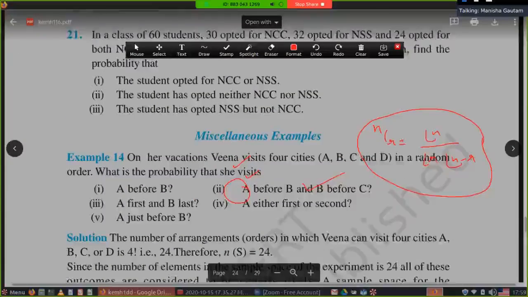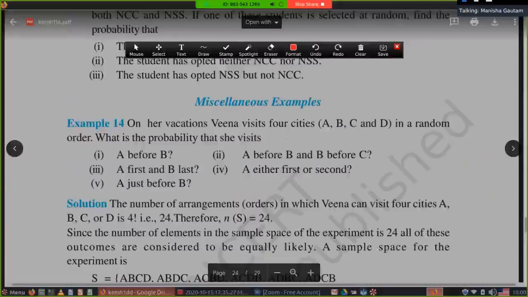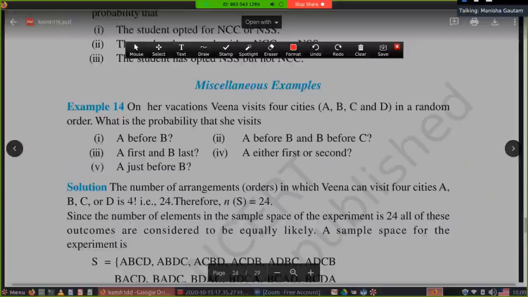Yes, here's the first example, example number 14. On her vacations, Veena visits 4 cities A, B, C and D in a random order. What is the probability that she visits A before B? Here I just want to tell you how to make the total sample space elements.